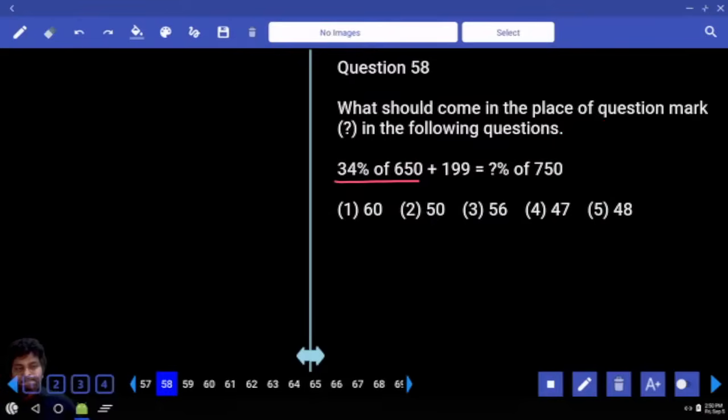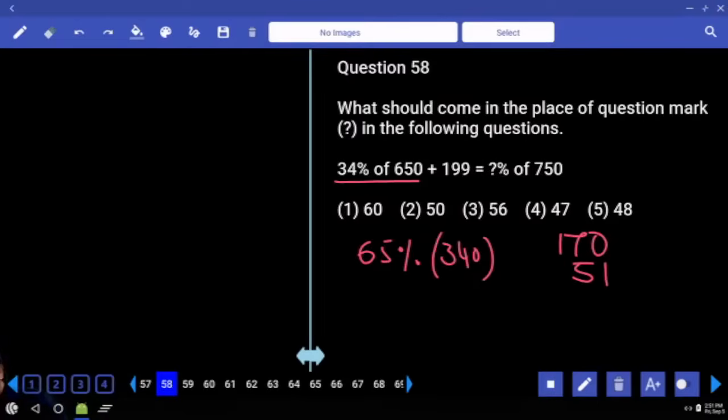34% of 650 or 65% of 340. One and the same? 65%, 50%, 10%, 5%. 50%, 10%, 34, 5%, 17. Both together 51. And what is the other number? 190. If 1 is added here, 199 becomes 200. Second number is 50. Both together 250. 250 plus 170, 420. 420 is what percent of this number? That's what the question is.